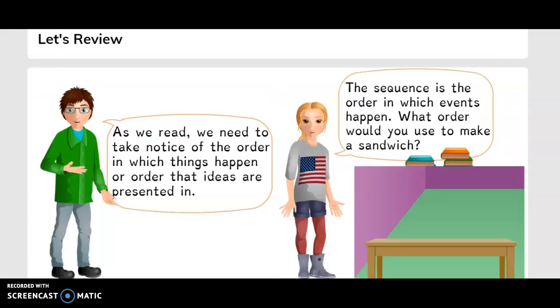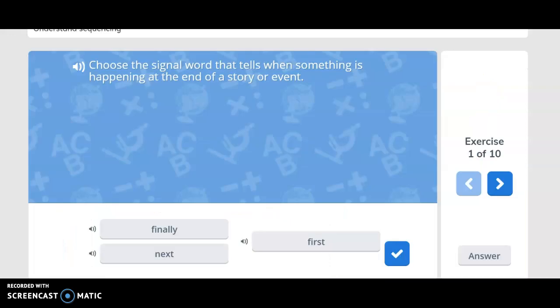Let's review. As we read, we need to take notice of the order in which things happen or the order that ideas are presented in. The sequence is the order in which events happen. What order would you use to make a sandwich?